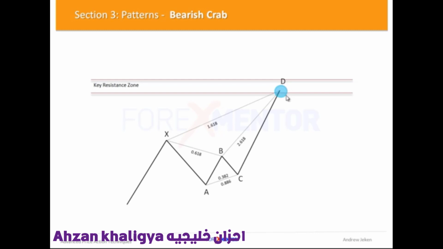That's identified as with all the other levels. The point D is identified before price gets to the level. In this instance, a sell limit is placed, and we're looking for a move back into the range.